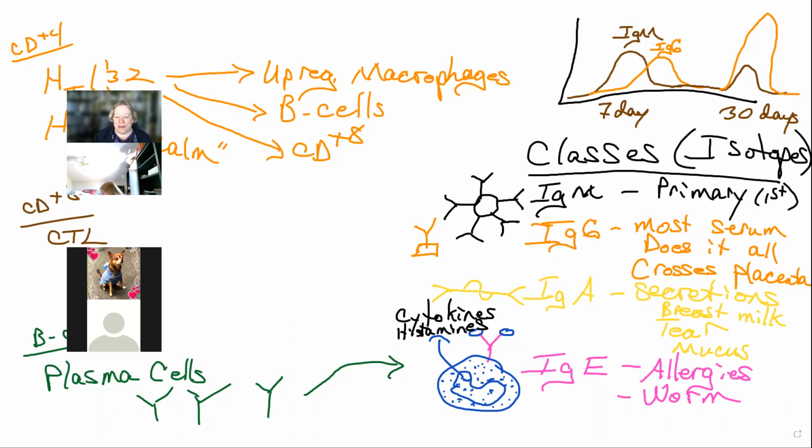Now, the last one is IgD. We don't see that a lot. We do find them bound to the surfaces of B cells. So we think they are shed B cell receptors. Have we figured that out for sure? Not so much, but it makes sense.